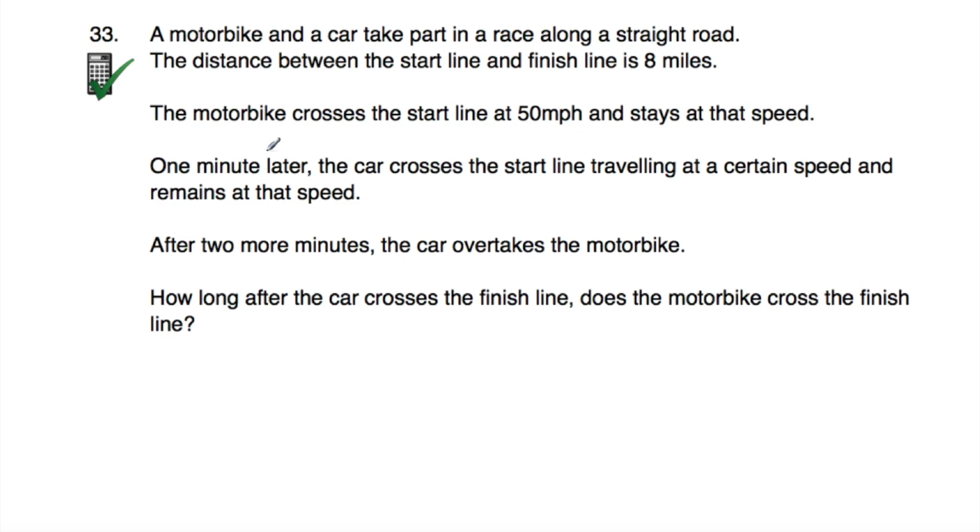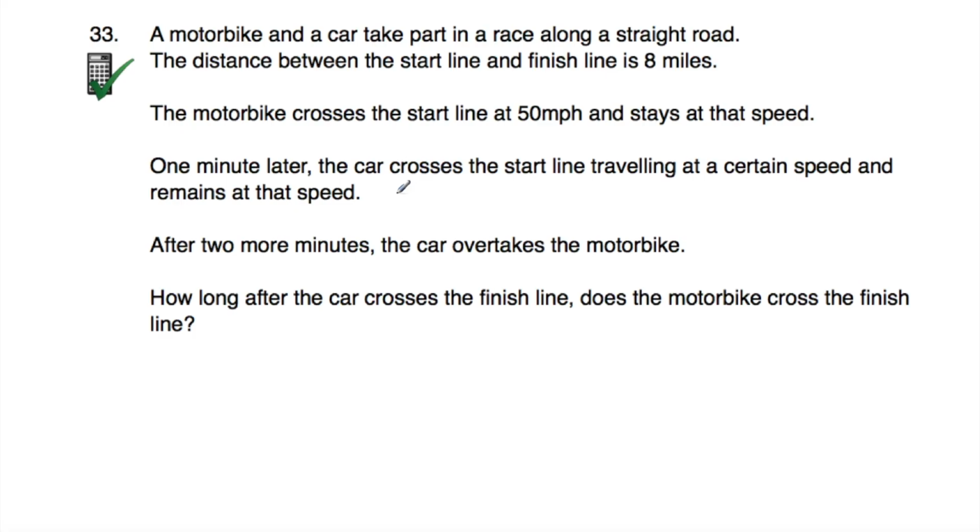Then we're told that 1 minute later, the car crosses the start line travelling at a certain speed. So we don't know the speed that the car is travelling at, but it's travelling at a certain speed and remains at that speed. So that means that the car starts a minute after the motorbike. So the motorbike's been given a bit of a head start and it's travelling at 50 miles per hour. And then a minute later, the car crosses the start line at a certain speed and carries on at that speed. And then we're told after 2 more minutes, the car overtakes the motorbike.